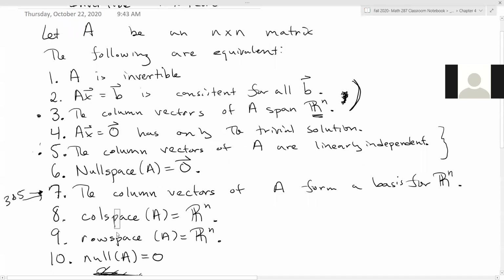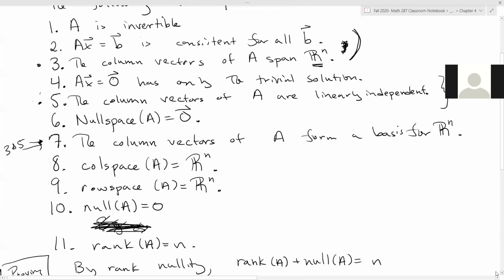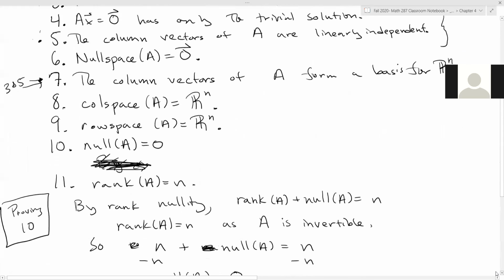Now, the column space, null space, and row space are going to be connected together too, because what they're talking about is what kind of bases we can generate from the column vectors and row vectors of A. And these are very special spaces that we get as a result of dissecting the matrix A in specific ways. Our rank of A and our nullity of A are going to be related.